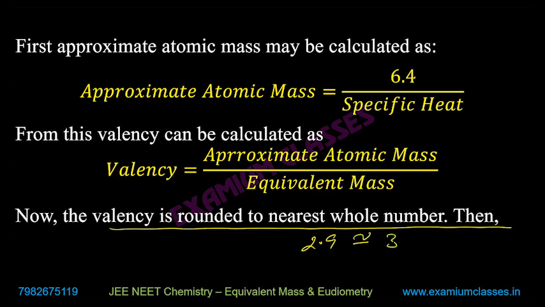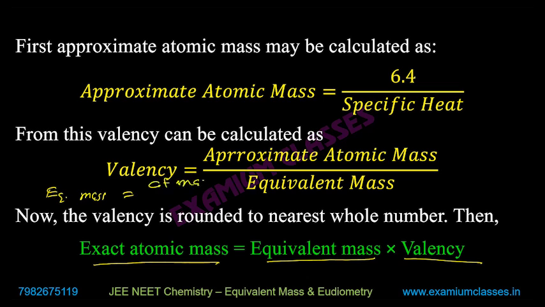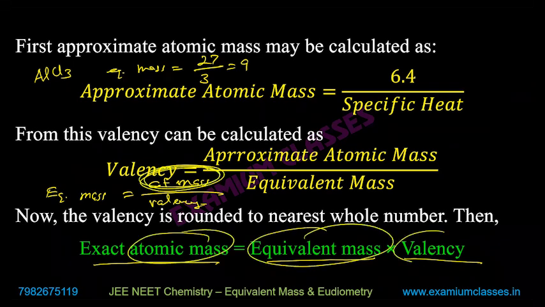The moment we get the valency as 3, we can get the exact atomic mass as equivalent mass into valency, because we know the formula: equivalent mass equals atomic mass divided by valency. Do you remember that formula? Equivalent mass equals atomic mass divided by valency. We used it in, for example, AlCl3. I gave you the example. Okay, so equivalent mass was atomic mass 27 divided by valency 3, that is 9. So this formula we can apply to get the atomic mass. So atomic mass will be equal to equivalent mass multiplied by valency.